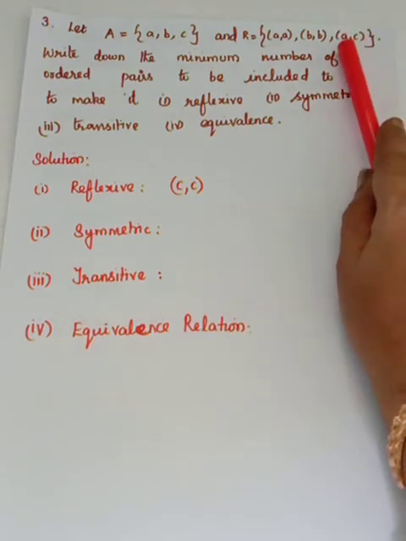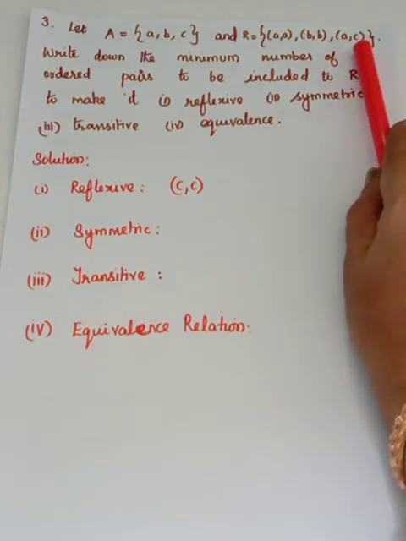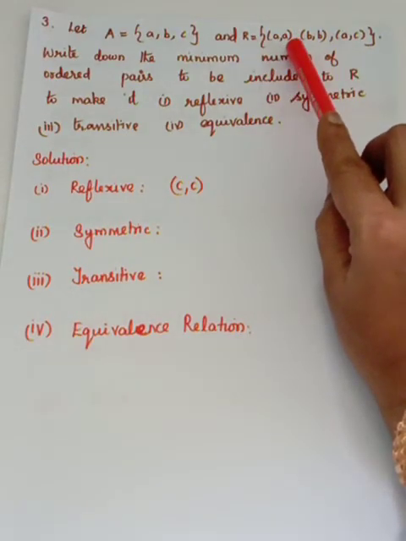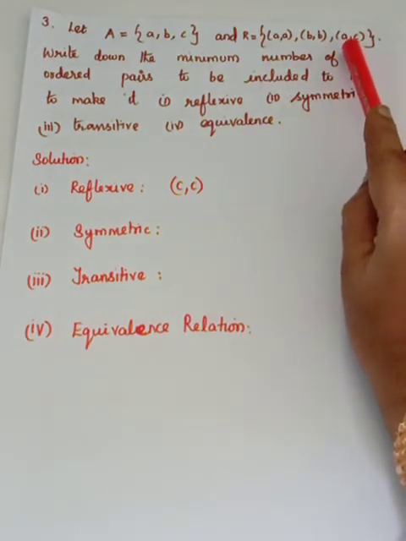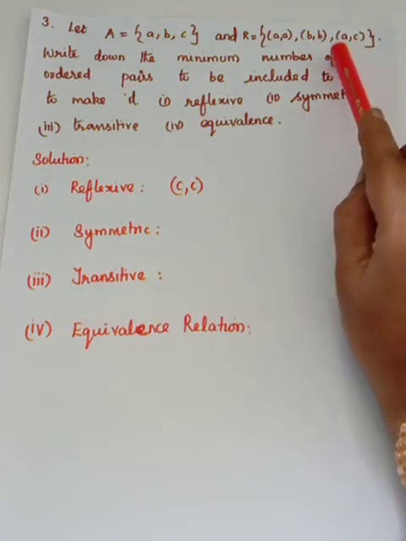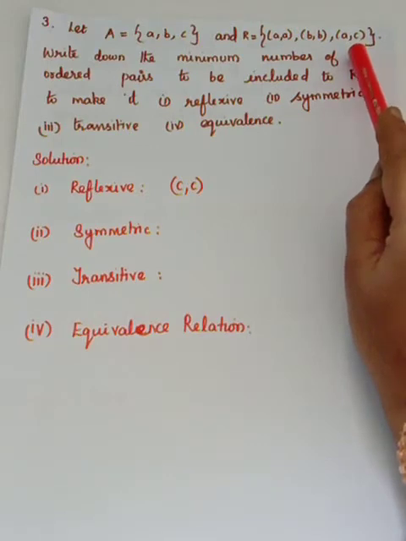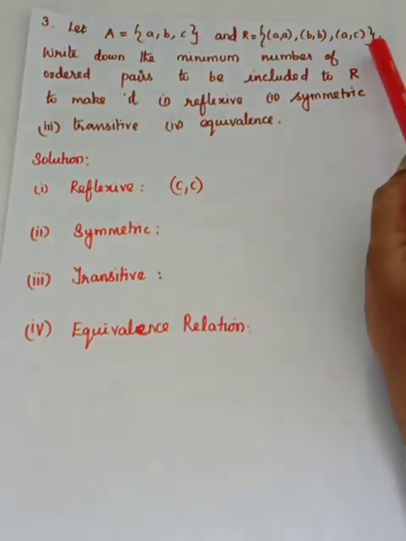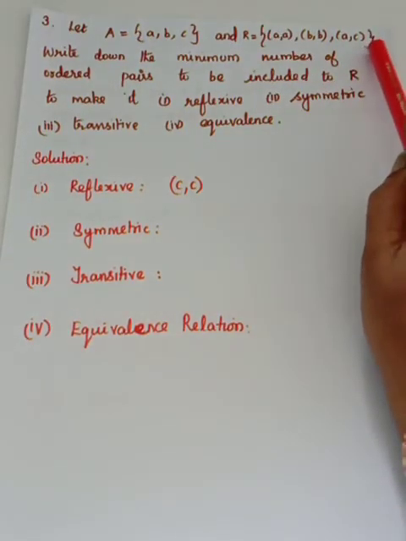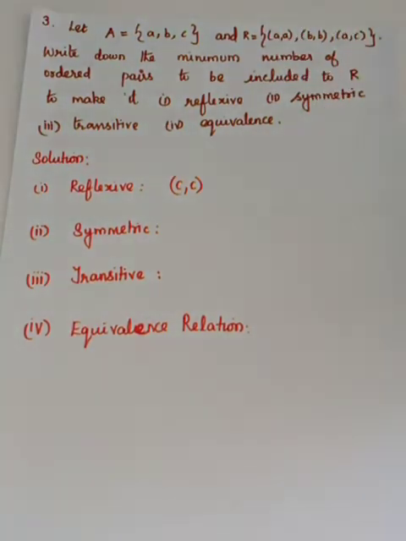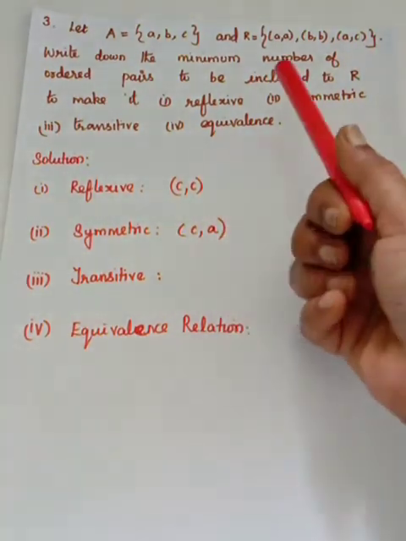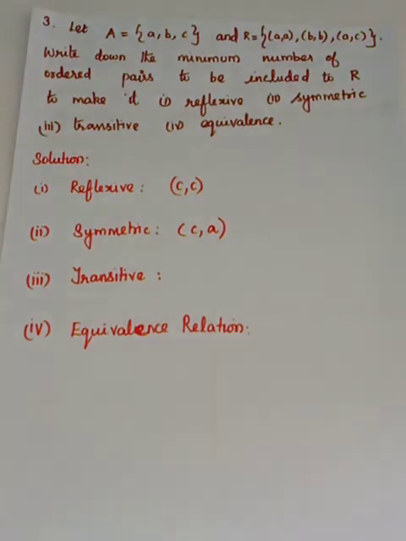So what does A comma C mean? A is related to C. If we want to say that the relation is symmetric, which ordered pair should be there? C comma A. If A is related to C, then C is related to A if the relation is symmetric. But the ordered pair C comma A is not in that relation. So if you include C comma A, then we can say that the relation is symmetric.